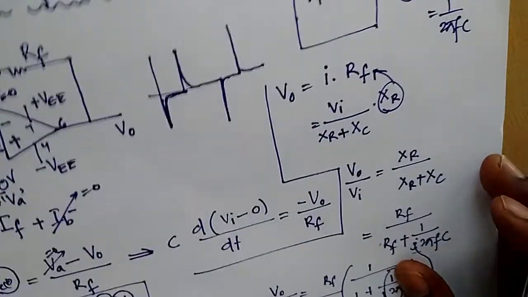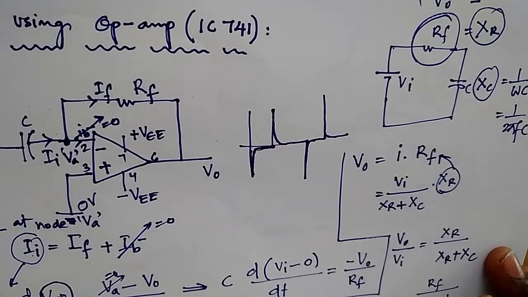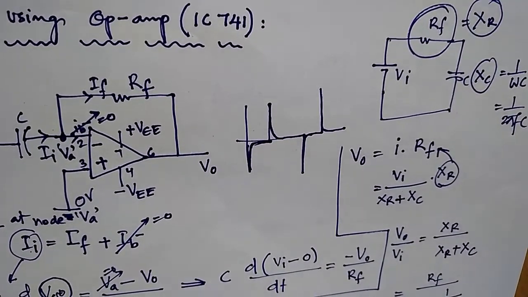Okay. So this is the actual operation of the differentiator using an operational amplifier. Thank you.